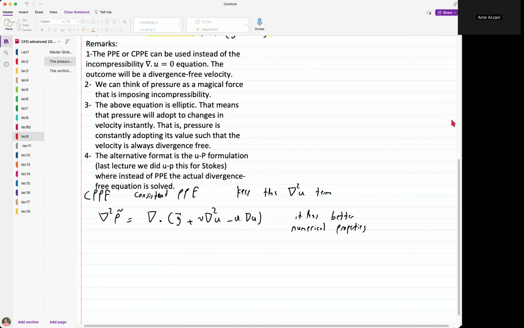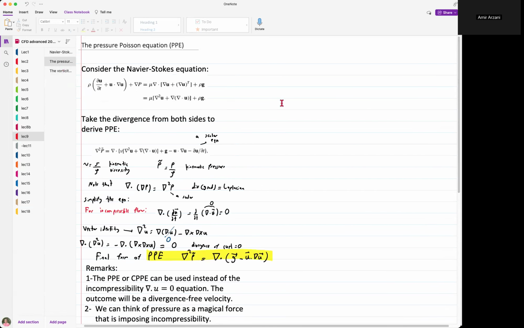Okay, now let's derive the pressure Poisson equation together, which we'll be using later when we solve the Navier-Stokes equation using the fractional steps method. So the pressure Poisson equation is an equation where we take the Navier-Stokes equations, we take the divergence of the equation from both sides, and we use the divergence-free condition to derive an equation for pressure in terms of velocity, an elliptic PDE for pressure in terms of velocity. And that equation, which is known as the pressure Poisson equation, allows us to find pressure by solving this Poisson equation, assuming we know velocity.